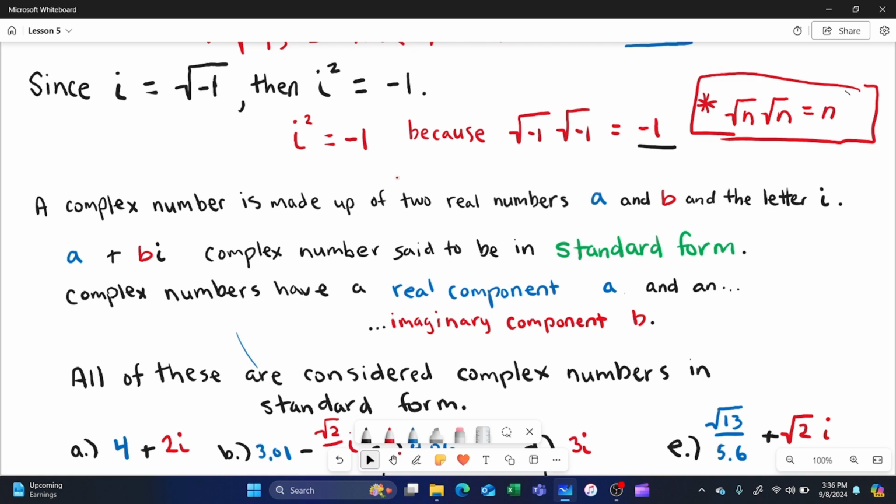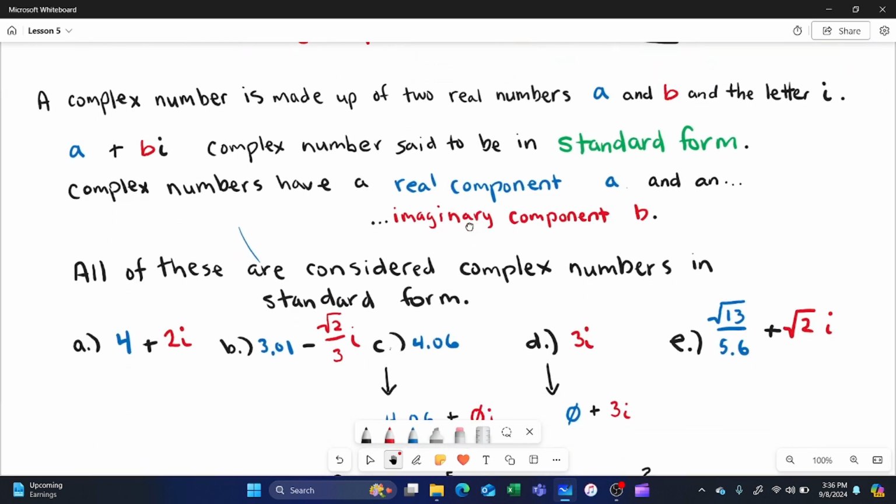A complex number is made up of two real numbers, a and b, and the letter i. So a plus bi. A complex number is said to be in standard form. Complex numbers have a real component, a, and an imaginary component, b. I've color-coded these here. So a is your real component, b is your imaginary component. You can see it real clearly though, the imaginary component usually has that little i in there, right, for an imaginary number. I put standard form in green. That'll be important later because your answer can be wanting those to be in standard form.